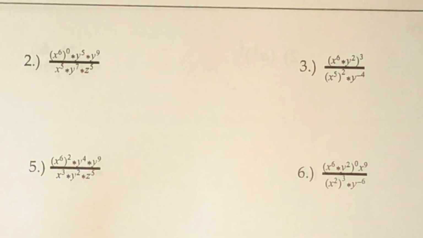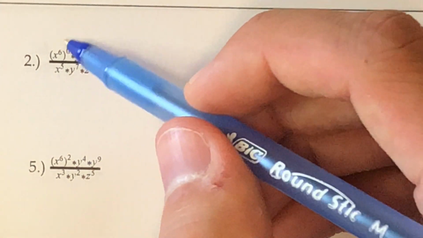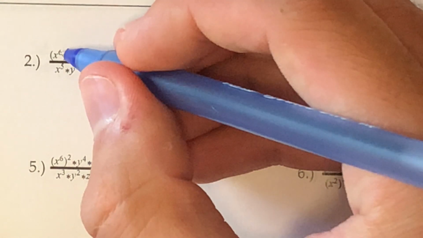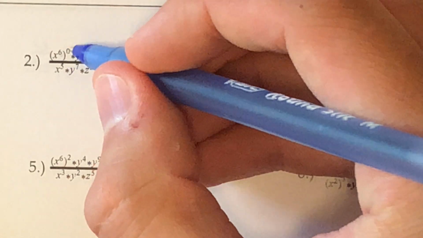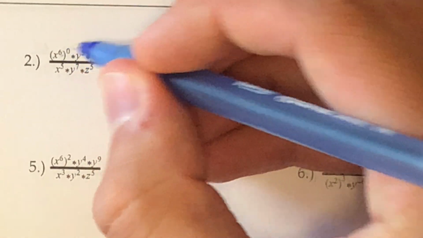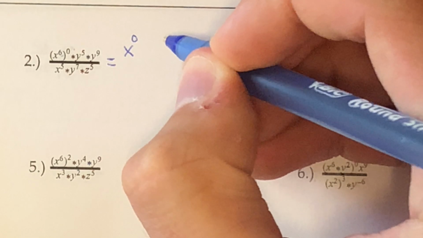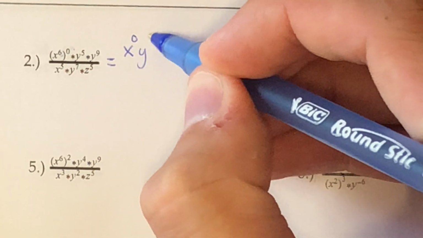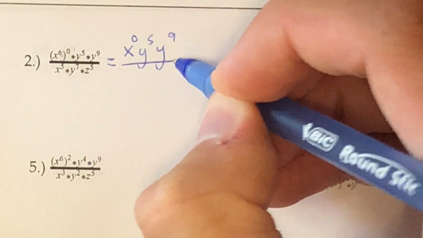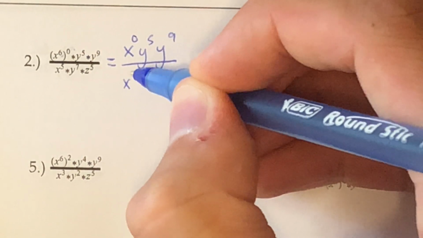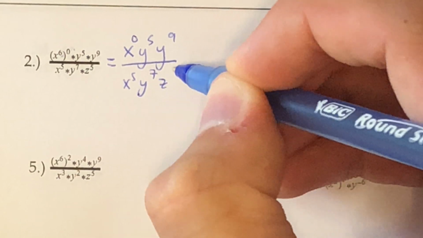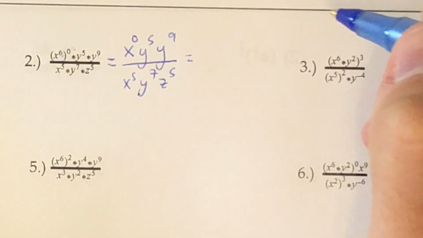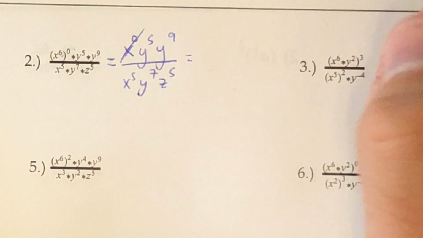Okay. So as we look at number 2, we've got x to the 6th to the power of 0. So we've got that power of a power rule. So 6 times 0 is 0. And we know x to the 0 is just 1, so that's going to end up canceling. Down below, we don't have any of those power of a power rules. So that x to the 0 cancels.